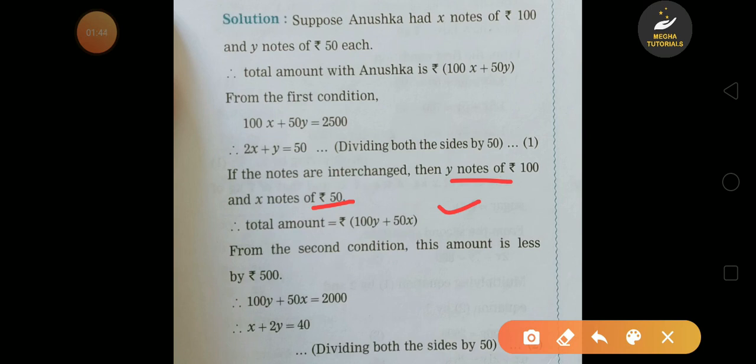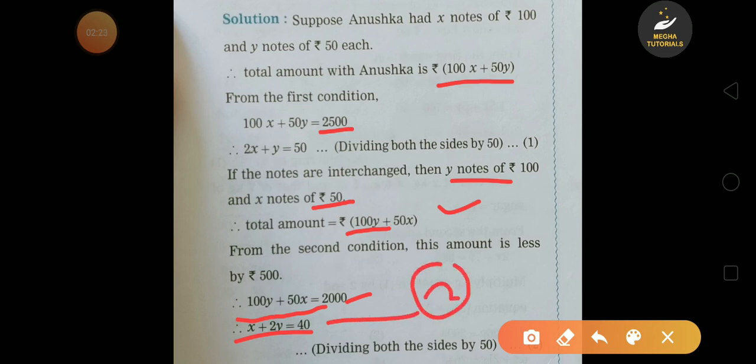Please note this: in condition 1 it was 100x plus 50y, and after interchanging the currency your total amount becomes 100y plus 50x. Now as per the second condition, after interchanging you get 500 rupees less. It means 2500 minus 500, that is 2000. So your equation will be 100y plus 50x is equal to 2000. Again you can divide both sides by 50, then we will get x plus 2y is equal to 40. So this is equation 2.